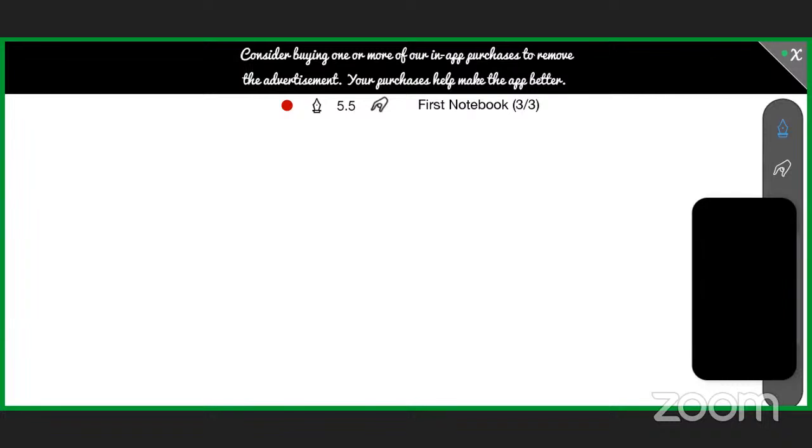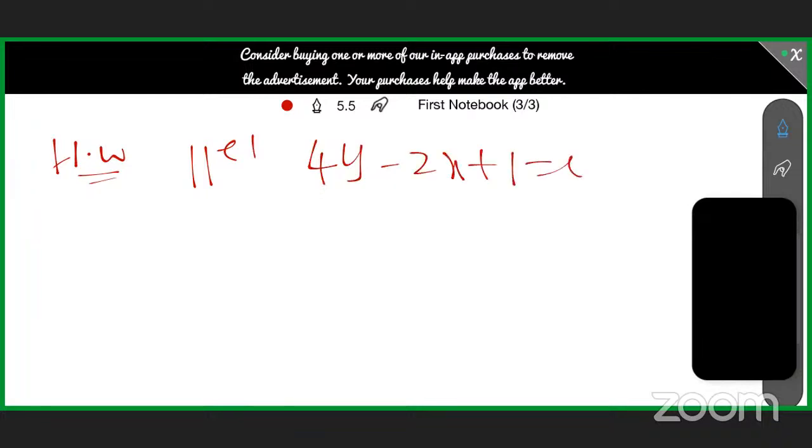Next question is, okay, take this question as homework. Very easy question, but slightly twisted. Find the distance between two parallel lines. 4y minus 2x plus 1 is equal to 0, and x minus 2y plus 1 is equal to 0.